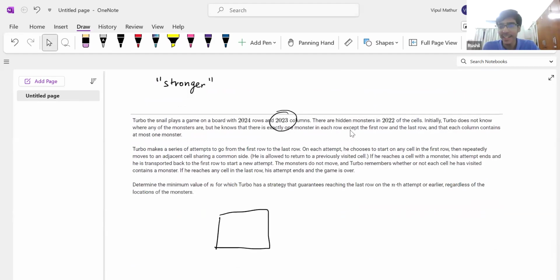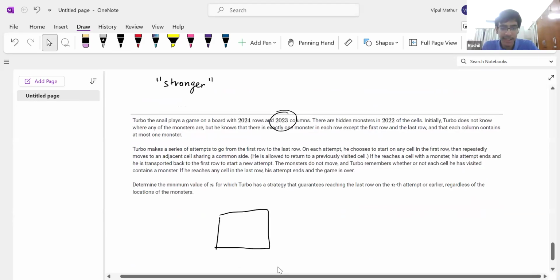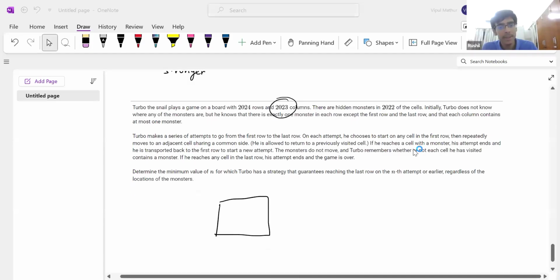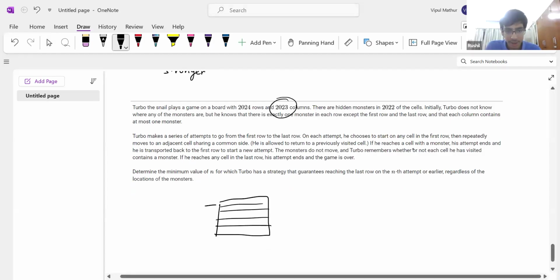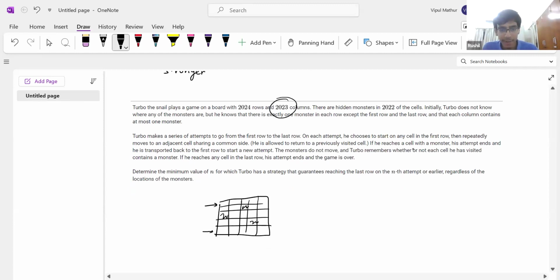So if anyone does want to try this problem on their own, I would suggest that you leave the meeting, because I would probably end up spoiling the problem otherwise. The problem is you have an n+1 cross n grid. The first and the last row have no monsters, and each other row has exactly one monster. So let's say this one and this one have monsters, and you want to find some sort of path from the first row to the last row.